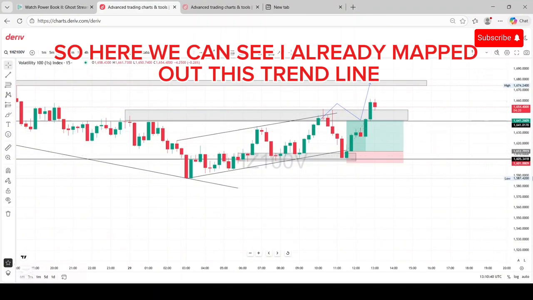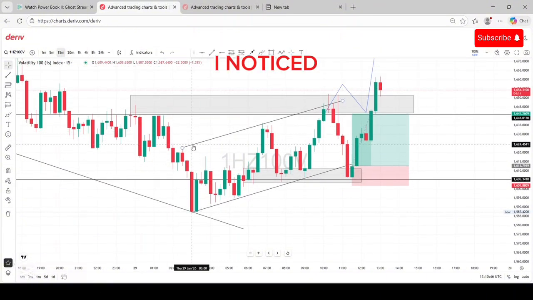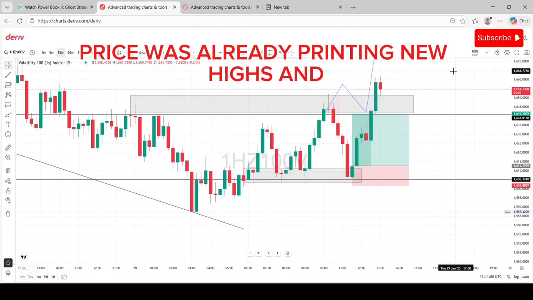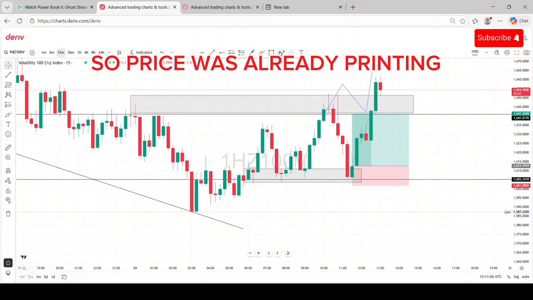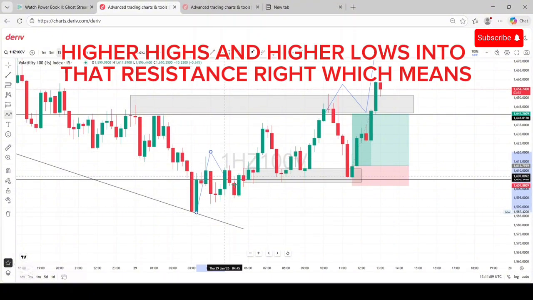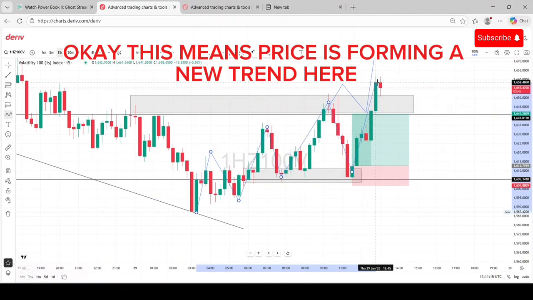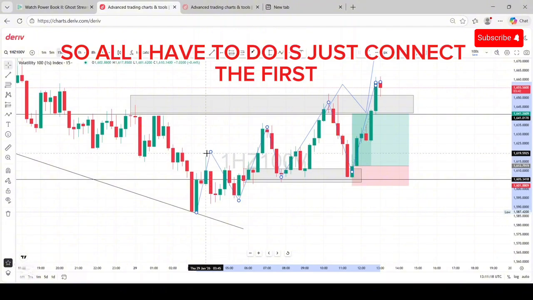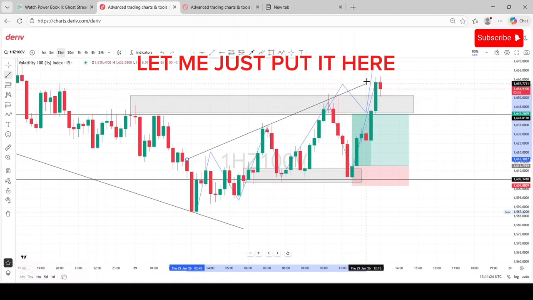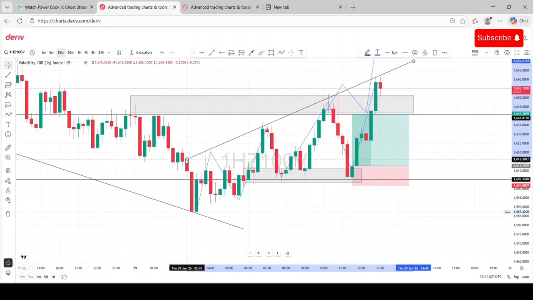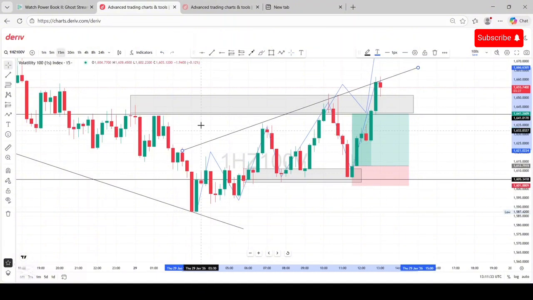So here we can see I already mapped out this trend line. I already put these trend lines here. The reason I did that is because I noticed price was already printing new highs and lows, higher highs and higher lows, basically. So price was already printing higher highs and higher lows into that resistance, right? Which means that this is a new trend. Okay, this means price is forming a new trend here. So all I have to do is just connect the first swing high with the second swing high and then drag my line forward. Okay, so let me just put it here. Okay, and then connect the first swing low with the second swing low and drag it forward.